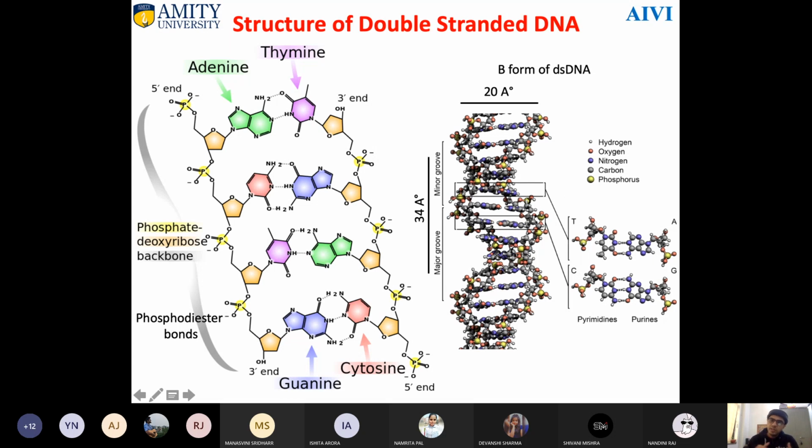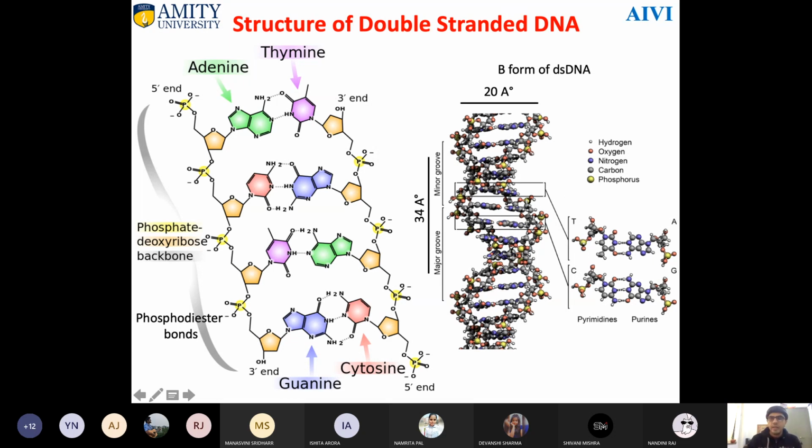So in one turn of the helix, there are going to be 10 nucleotides, as Nandini already mentioned. The distance between individual nucleotides is going to be 3.4 angstrom. In terms of nanometers, you can say 0.34 nanometer for the individual distance.